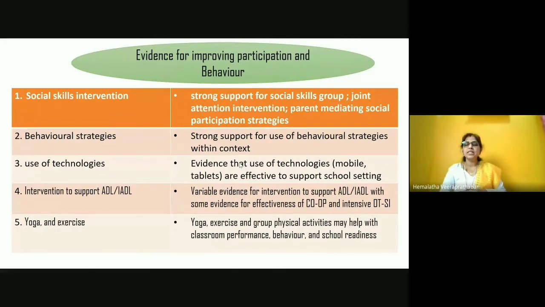Currently, CO-OP creates a lot of evidence for occupation-based models, and intensive OT sensory integration was also creating this. Last but not least, yoga and exercise make great changes. From the current situation, every one of us is running behind yoga, exercise, and physical activities everywhere. But for the clients, there is great evidence. Yoga, exercise, and group physical activities help improve their classroom performance, behavior, and social readiness.